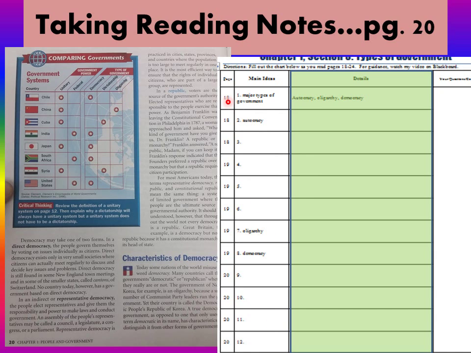Okay, so back to our term number 11, republic. If you look up here, who's in power in a republic? Voters are the source of the government's authority. You could just put that down. In a republic, voters are the source of the government's authority.